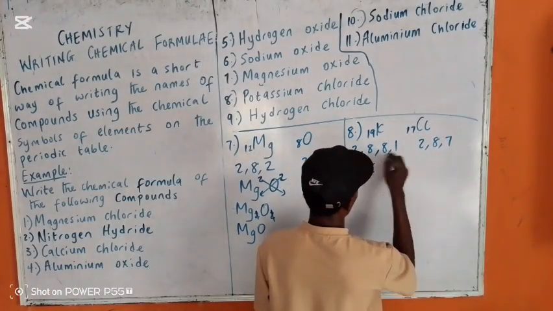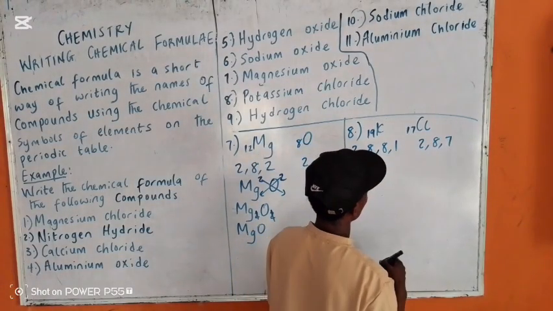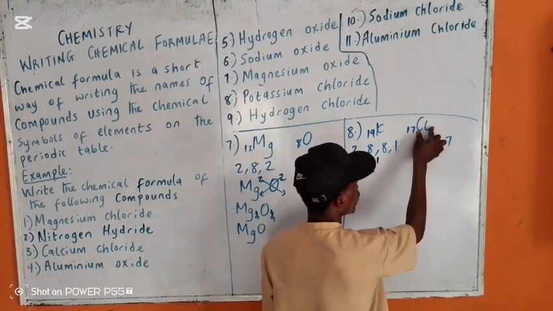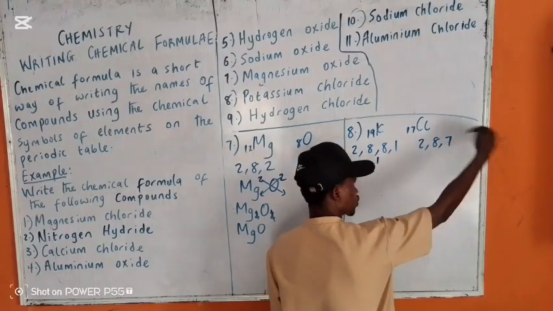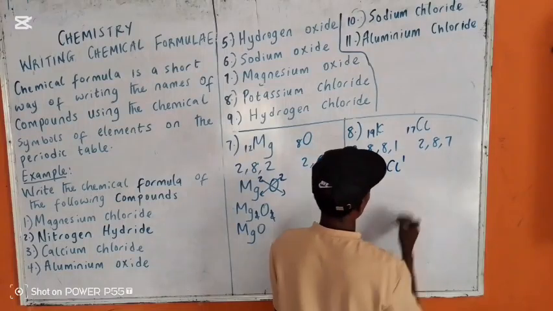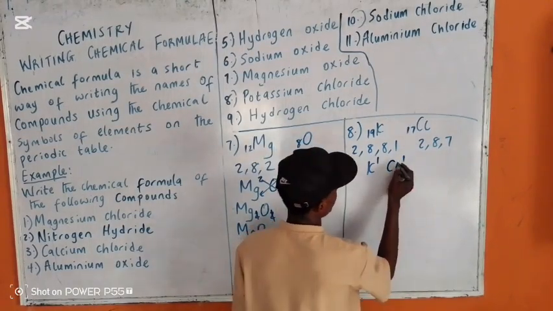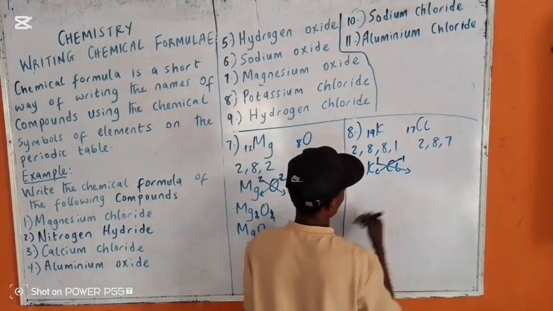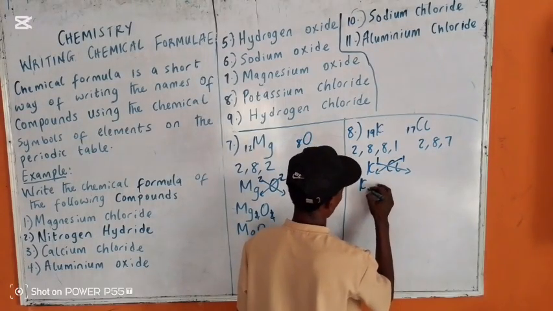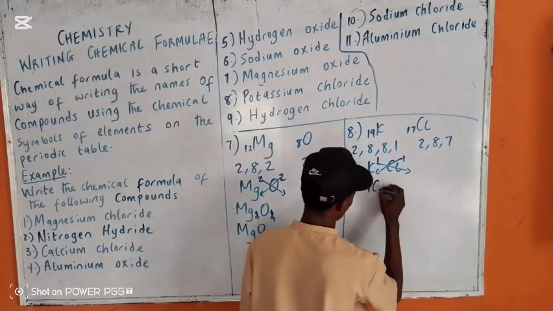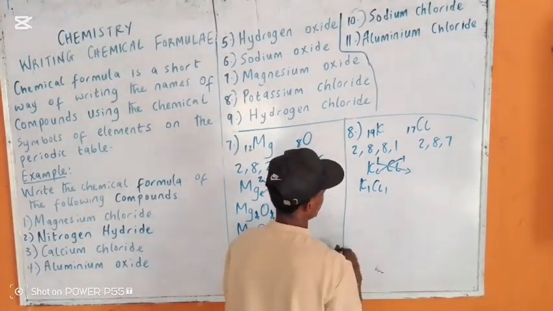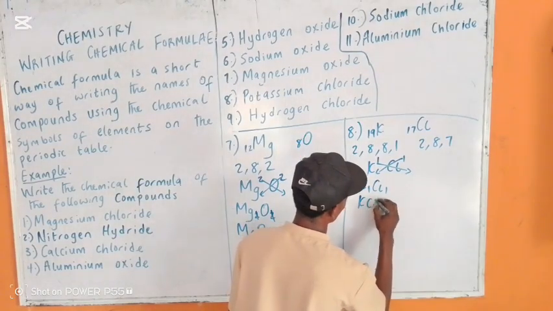So we have potassium having 1 here. Chlorine needs 1 to attain the octet rule also. So we have chlorine having 1 here. So when we cross it, we bring the 1 here and bring this 1 here. So we have potassium having 1 and chlorine also having 1. So lastly, we have KCl.